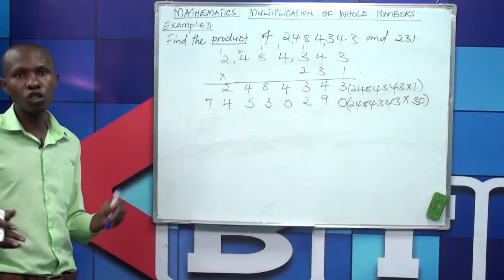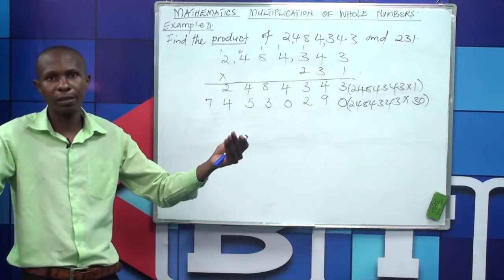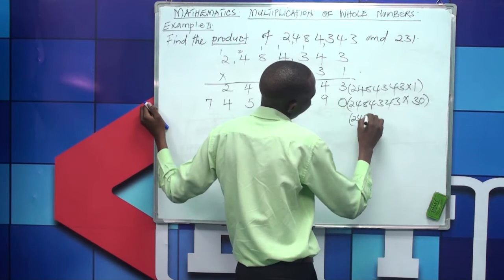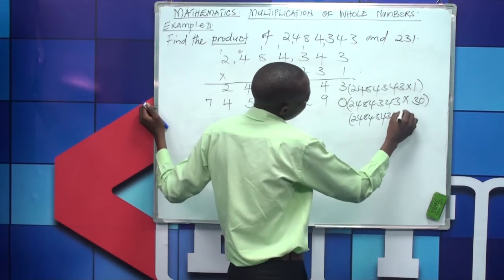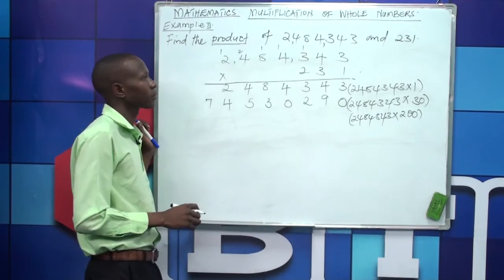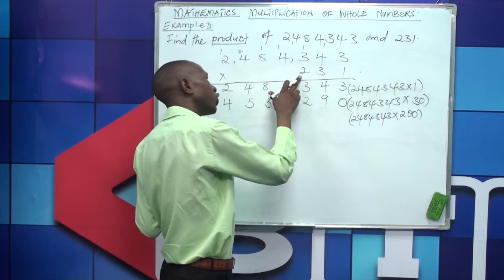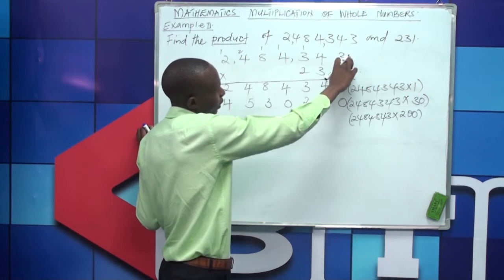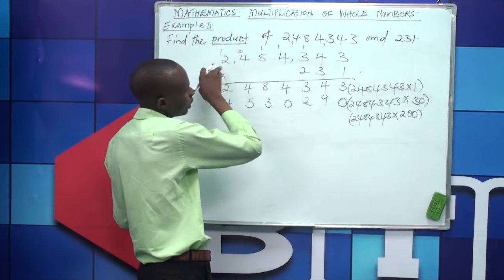And the third digit belongs to which place value? It belongs to the place value of 100, meaning that we are going to multiply in 100s. So I'll first of all have to copy my question here. I'll say 2, 4, 8, 4, 3, 4, 3 times 2. This 2 is under the place value of 100, so it will be 200. Then from there, we shall have to come and multiply this out. I'll say 2 times 3. I'm beginning with this 2 to multiply it with everything out here.